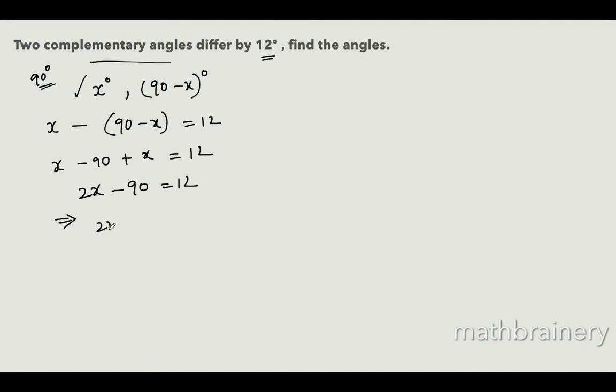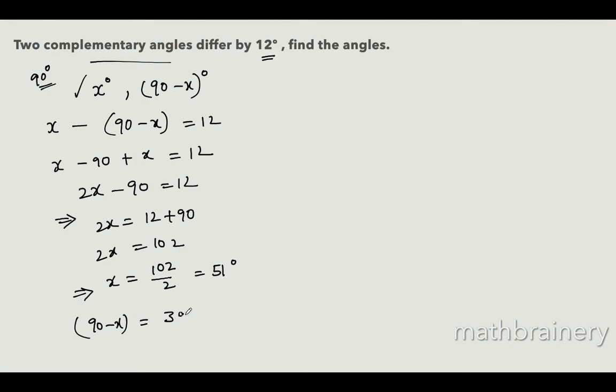That implies 2x is equal to, let's transpose this negative 90 to the right hand side, you get 12 plus 90, which is 102. Now if 2x is equal to 102, what does this imply? x is equal to 102 by 2, which is 51 degrees. So if x is equal to 51 degrees, then what should be 90 minus x? 90 minus x must be 90 minus 51, which is 39 degrees. So your required two angles are 39 degrees and 51 degrees respectively.